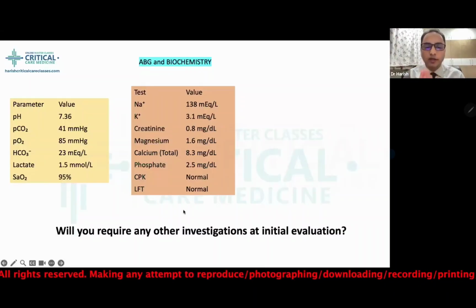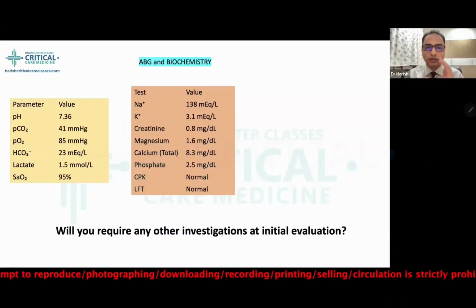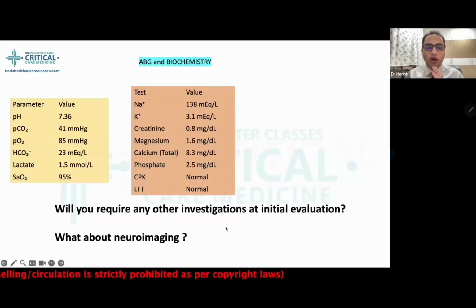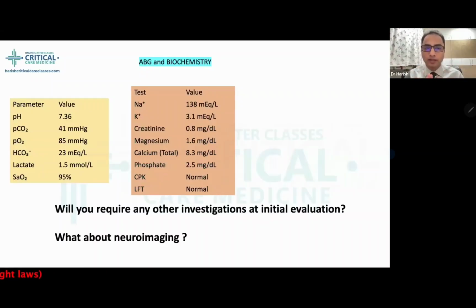So will you require any other investigation at initial evaluation? Do you need some more data on this patient, or are you able to narrow down the investigations? That is the next question. What about neuroimaging? Will you consider any sort of neuroimaging like MRI or CT in this particular patient? And how urgently do you need to do it, because the patient has lower limb weakness.